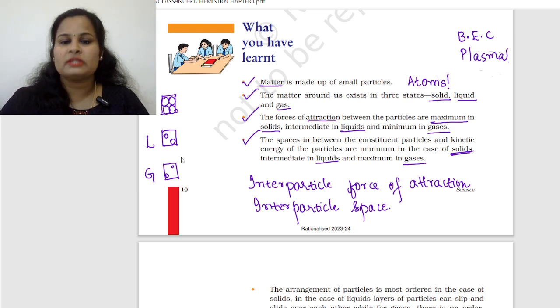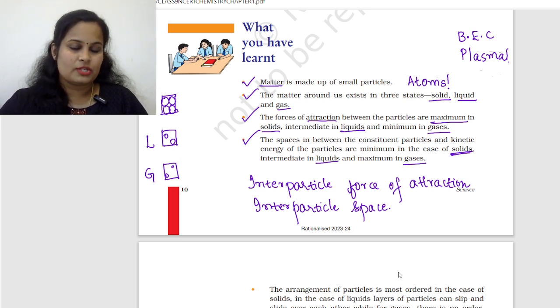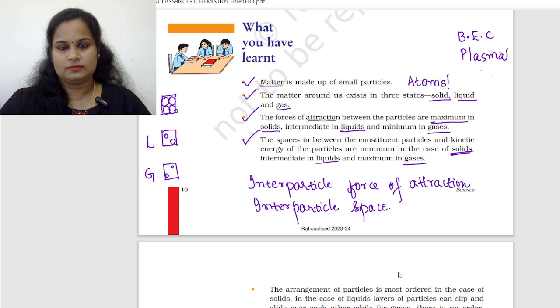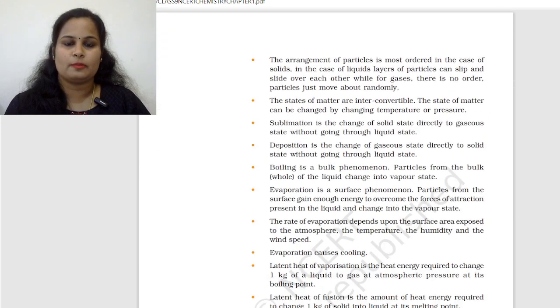The freedom of movement of particles in the gaseous state is the highest. Why do the particles have so much freedom of movement? Because the force of attraction is the least, so the space is more. I hope this point is very much clear to you. Now moving towards the next page.